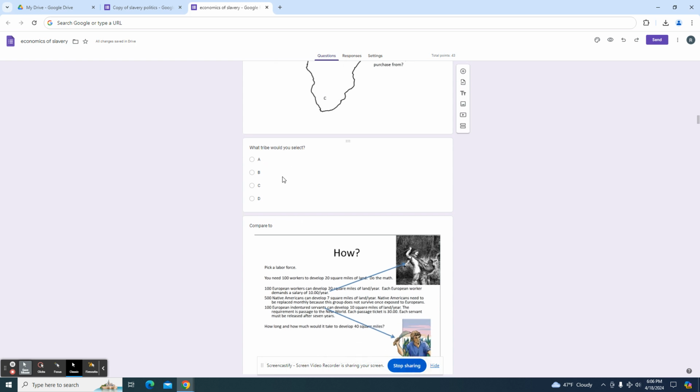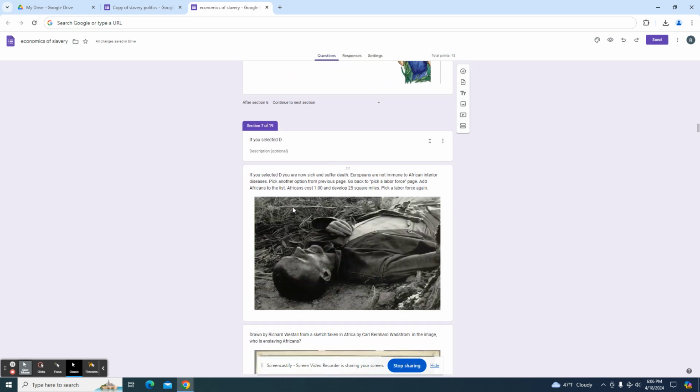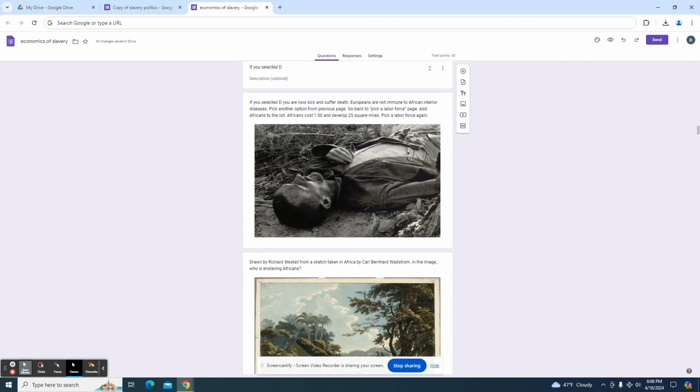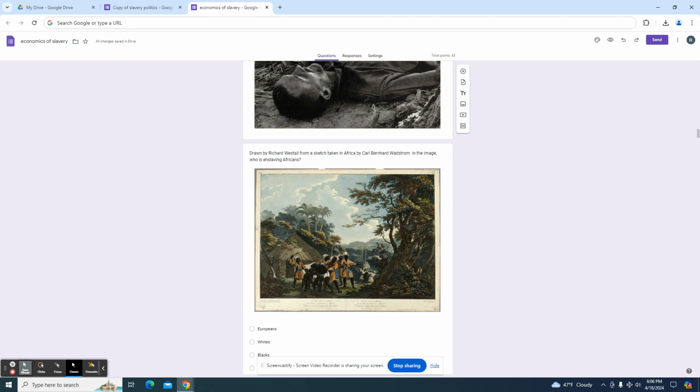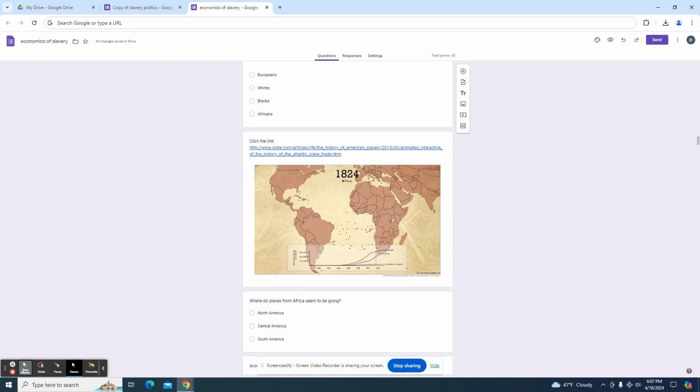When they pick the tribe, A, B, C, or D, then we get to the issue here. If they selected D, they are now sick and suffer death. What I'm trying to get to here is the involvement of African tribes. I included this particular image again from the AP framework, trying to establish the triangle trade and the role of Africans as well as Europeans in this particular transatlantic slave trade.